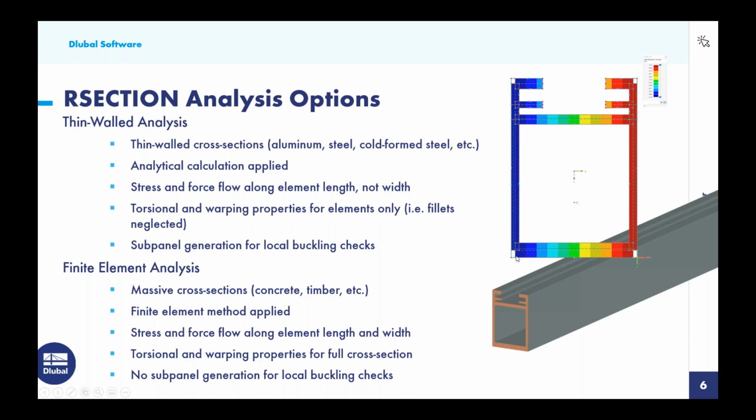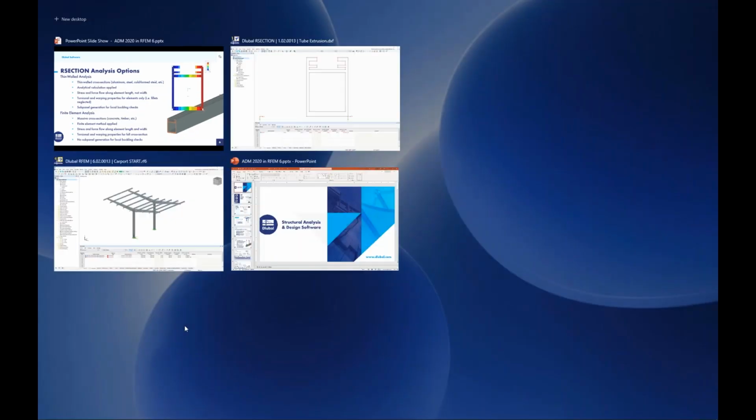So fillets, you can see here these corners that are kind of missing with thin-walled analysis, will all be considered for those particular properties. Now, the finite element analysis is certainly going to be a quicker approach, which we'll see with our example today. But the downside is that we do not get subpanel generation for those local buckling checks. So just something to keep in mind, some of those differences between these two options.